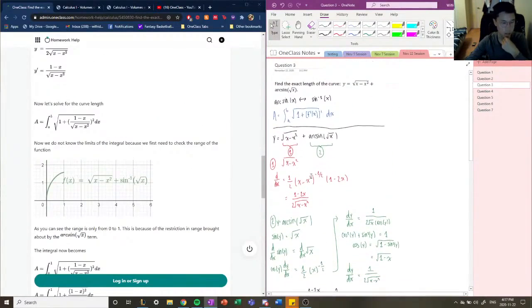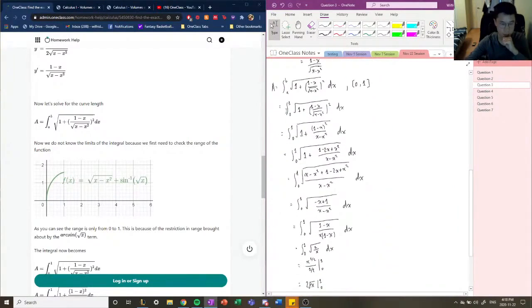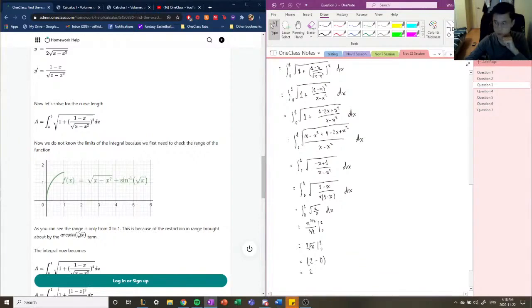Then we had to reason the bounds for this function. So looking at the function, we had to find the domain, and conveniently, the domain of both parts of the function is 0 to 1. So that means that the whole length of the curve is bounded from 0 to 1, and that's our interval. And by doing that, we found our definite integral by simplifying this whole complex function here and reducing it down to the root of 1 over x, and then we calculated our definite integral, which gave us the value of 2.